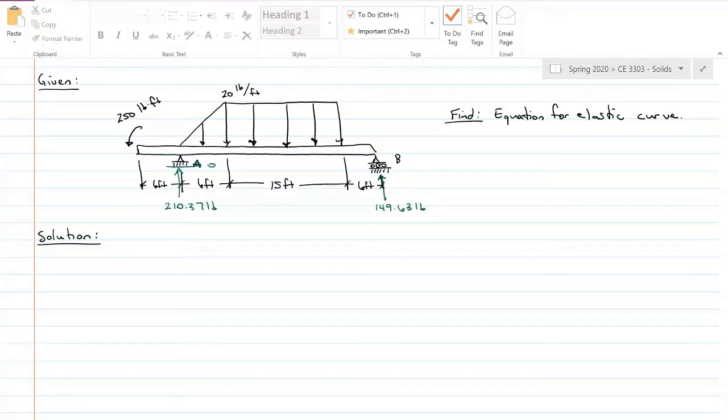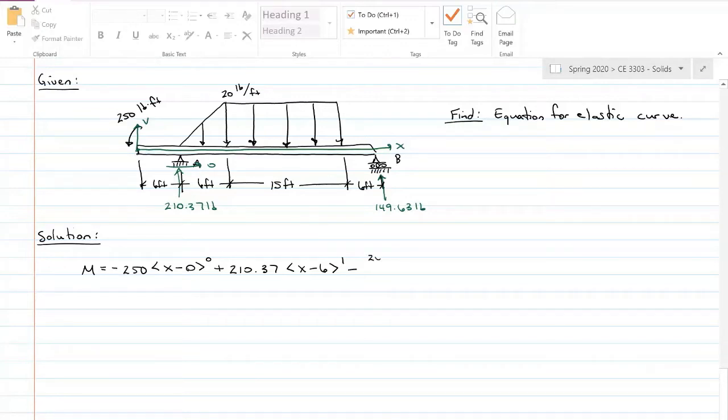All right, using our singularity functions, working from left to right, so I'm going to set my ordinate here, X and little v, vertical deviation. My moment equation is going to equal my moment, that's counterclockwise, so that is minus 250 times x minus 0 to the 0, and then I run into my point load plus 210.37 times x minus 6 to the first power, and then I start my triangular distributed load, which will be minus, because it's pointing down, the slope, rise over run, 20 over 6, divided by 6 times x minus 6 cubed.